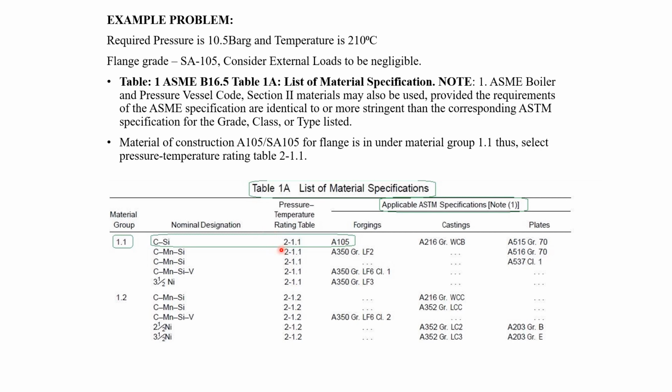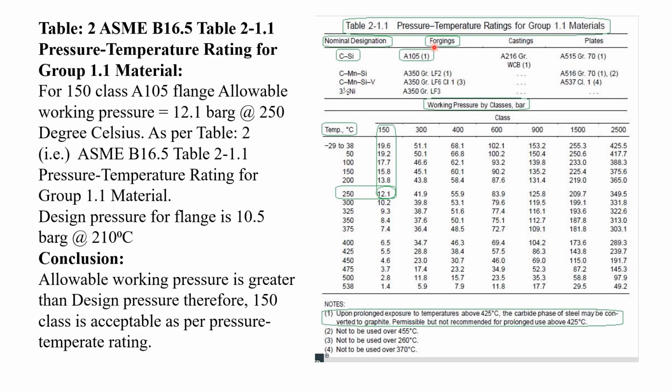So now we will go to this table 2-1.1, correct. In the 2-1.1 pressure table, we will again find our material over here, A105. This table is also applicable for casting material A216 grade WCB, A515 grade 70, and so on. The numbers in brackets are all notes, and you will find the note over here also. Okay.